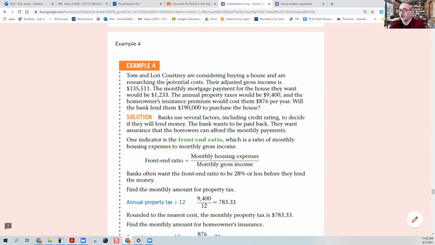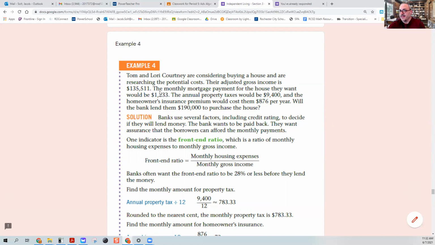Tom and Lori Courtney are considering buying a house and are researching the potential costs. Their adjusted gross income is $135,511. And what gross income means doesn't mean like, ew, gross. This gross here means before any taxes are taken out, before any healthcare is taken out. This is like their income if there were no such thing as taxes and healthcare. This is not their take-home pay, it's just their gross income. $135,511. That's pretty good money right there. You can live plenty comfortable on $135,000 a year.